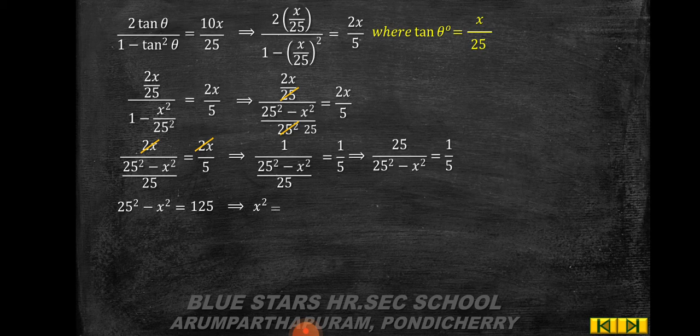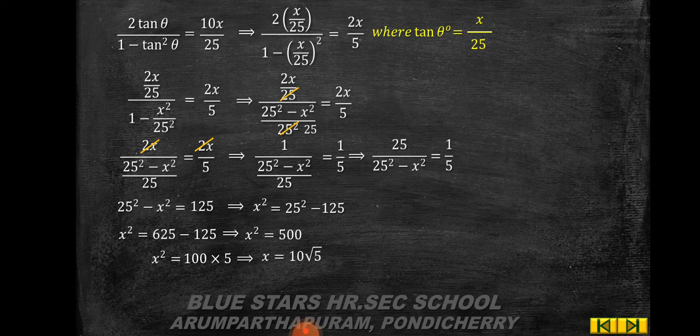So 25 square minus x square is equal to 125, that is 25 into 5. Then x square is equal to 25 square minus 125. Then x square is equal to 625 minus 125, which implies x square is equal to 500. So x square is equal to 100 into 5. So x is equal to 10 root 5.